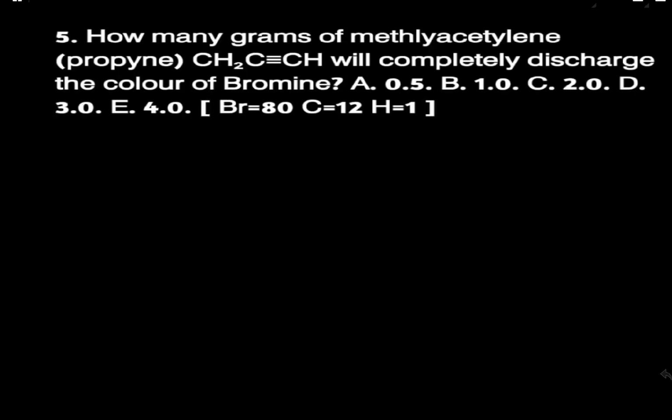If you see this in your next exam, here is exactly how to solve it. How many grams of methylacetylene, which is also called propyne, will completely discharge the color of bromine? Now you need to know that propyne is C3H4. So this is the chemical formula of propyne.